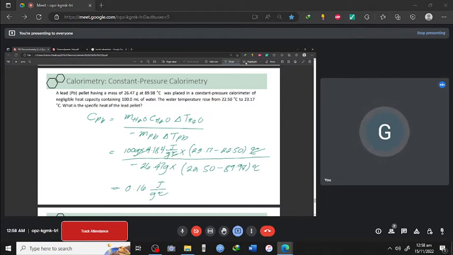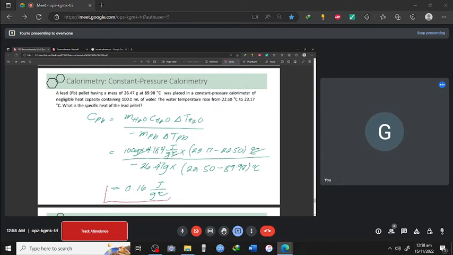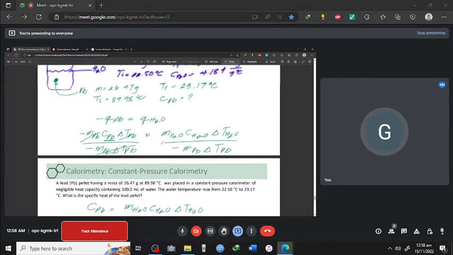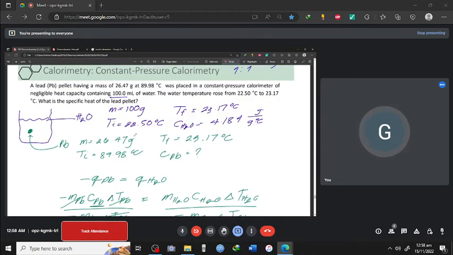So, ito na yung final answer natin. Ito yung specific heat ni lead pellet. Okay? So, ito lang, no? Very easy lang. Kailangan mo lang mag-derive ng formula. And of course, kailangan mong i-interpret yung problem natin, no? Again, bakit yung mass natin for water, 100 grams? It's because we assume that the density of water is 1 gram per ml. And because of that, 1:1 yung ratio nung ating volume of the water and mass of the water. So, 100 ml is equivalent to simply 100 grams lang din.